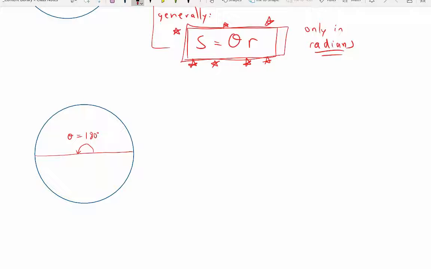What we want to do now is figure out what does that measure in radians, and then we'll have a conversion factor to go from 180 degrees to however many radians that is. So let's start with the basics. We know that this arc, if we went halfway around the circle, that arc length, S, is half of the circle's circumference. So we know S would be equal to half the circumference, C.